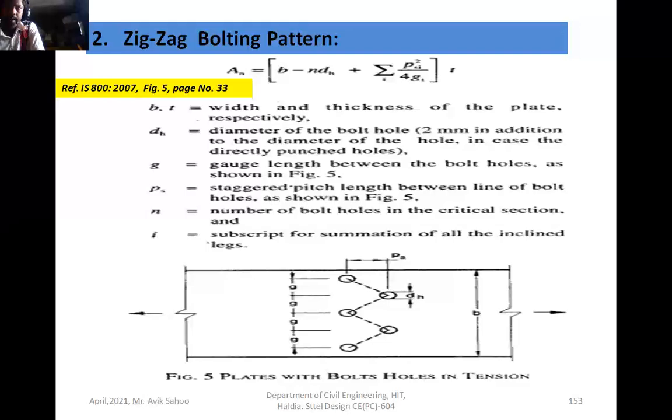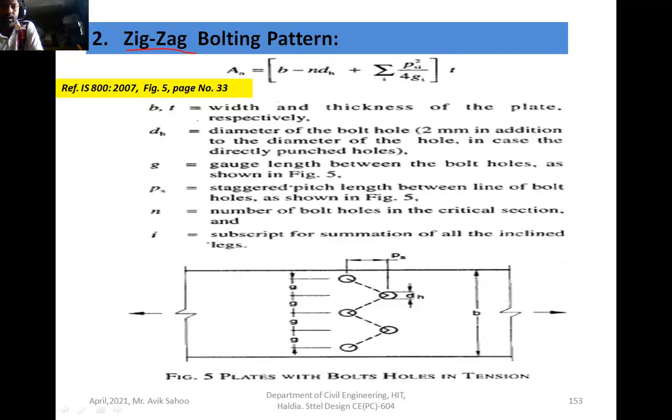Now another type of bolting pattern is the zigzag bolting pattern. If the bolts are placed in a zigzag form, then such a bolting pattern is called a zigzag bolting pattern. The advantage of the zigzag bolting pattern is that we get more area than with chain bolting, so the strength of zigzag bolting is more than chain bolting.